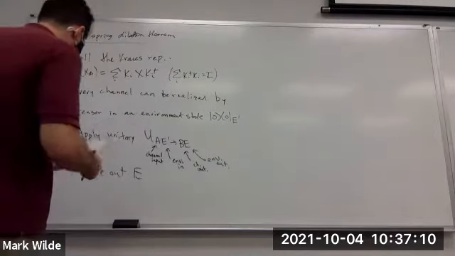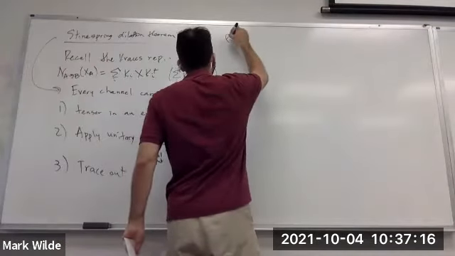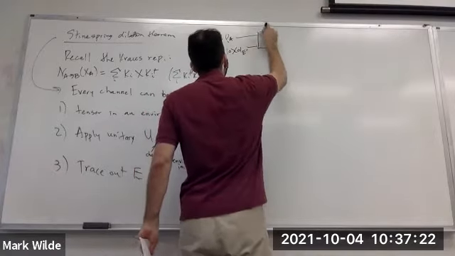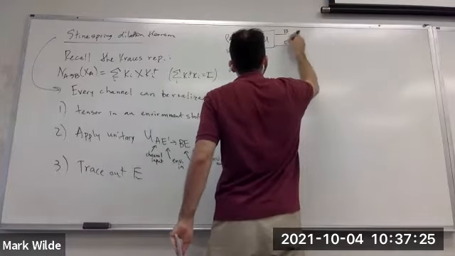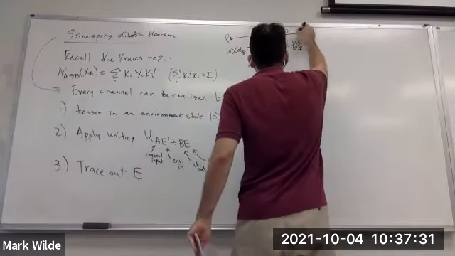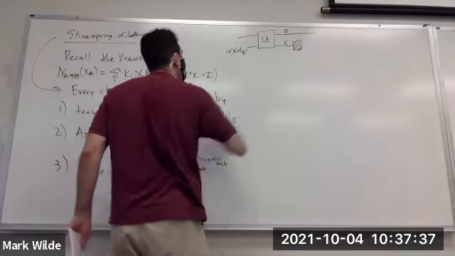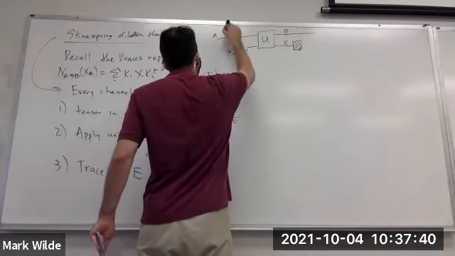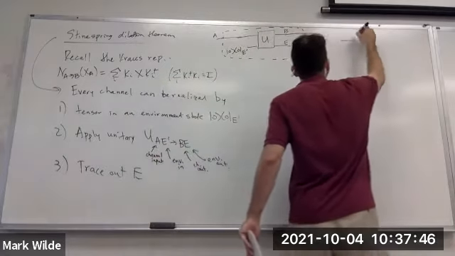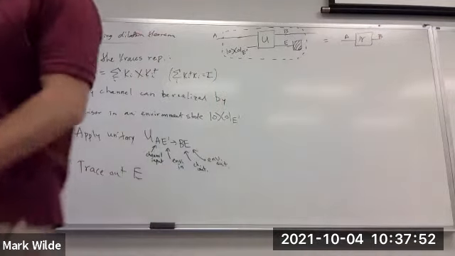So let's draw a diagram of this process. Here comes the input, rho A. Here's the environment. Here's U, unitary U. And here's the trace out. And what we're saying is, adjust the diagram slightly. Put a box around this whole thing. And this is an identity. The channel can be realized by this process.